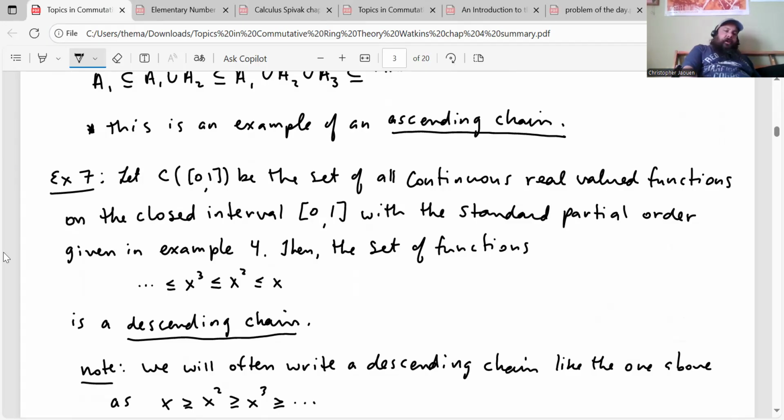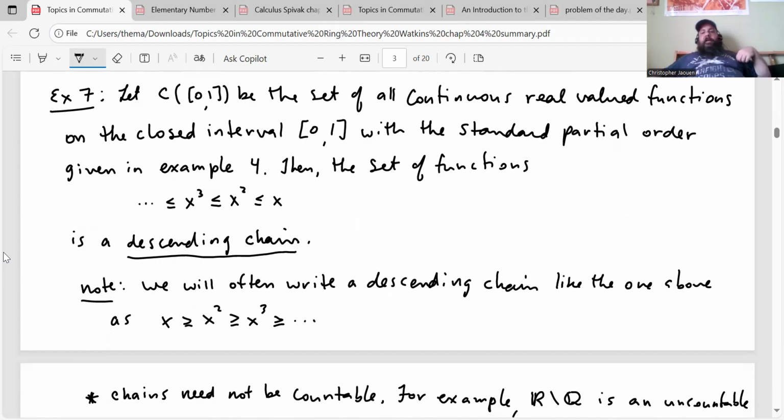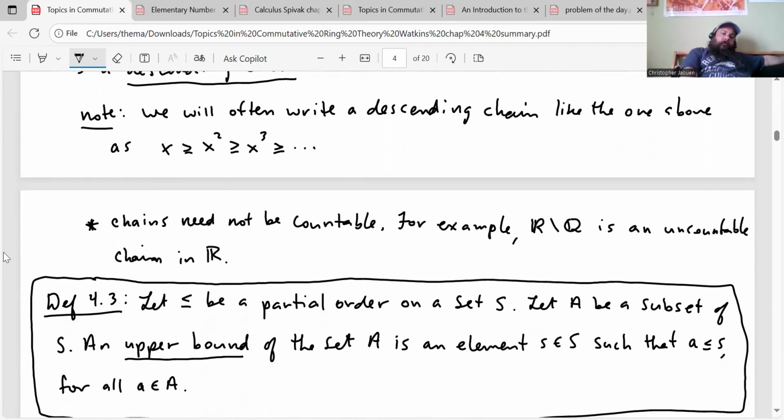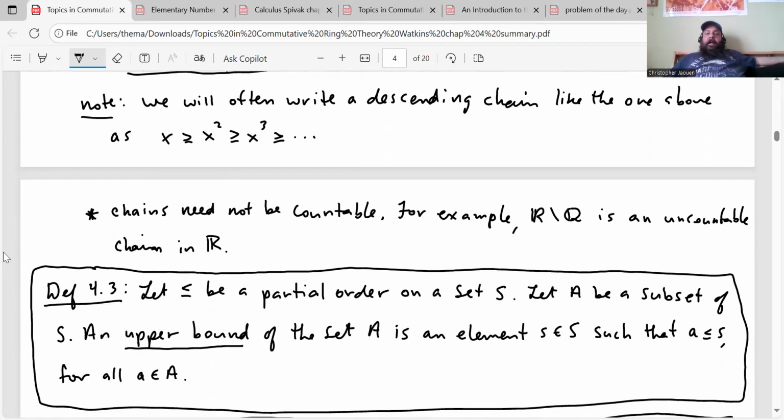All right, here's another note. We'll often write descending chains like the one above in the other direction, just so that we can list the least element to the right of the ordering. All right, chains need not be countable. For example, R minus Q is an uncountable chain in R.